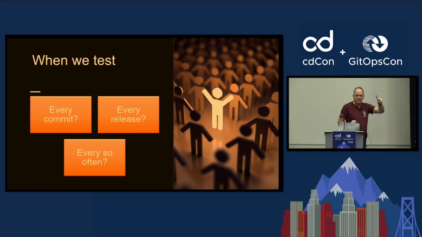So, should we test every commit? Should we test every release? Should we test whenever we feel like it? All valid questions to ask as you're considering test automation. Now, this is me being hypocritical, because that is not what I did, right? I know what my answer was. I ran the tests every commit. Every single commit got every single test run. And you know what? That was an expensive choice. And so maybe it's worth asking yourself the question, do I really have to run every test every time?